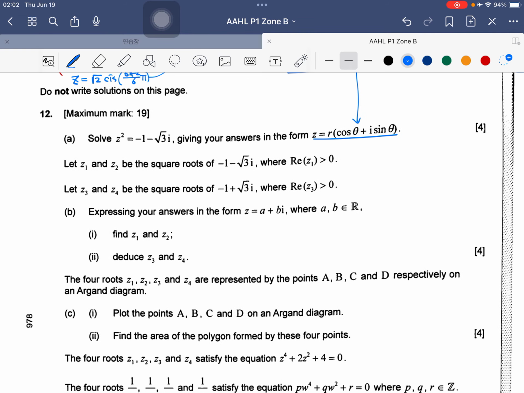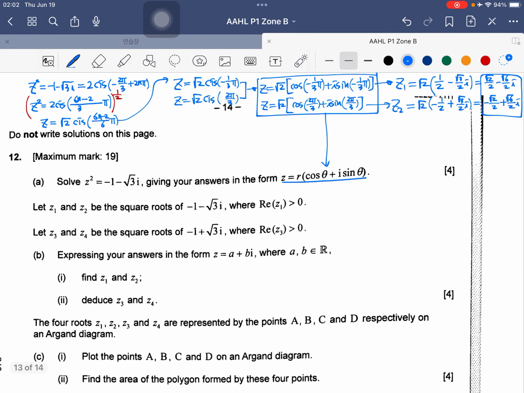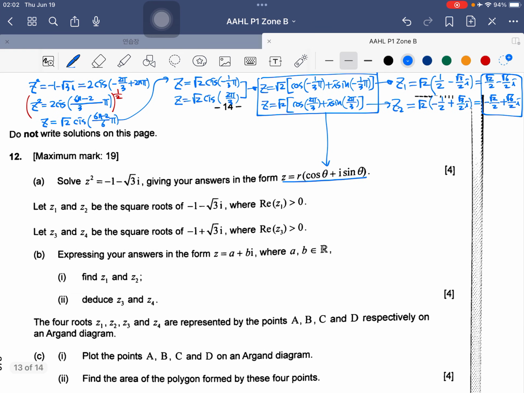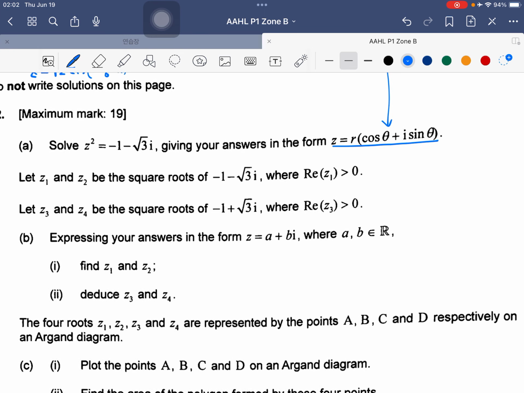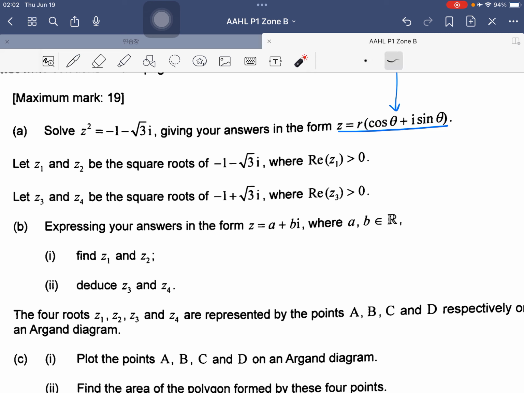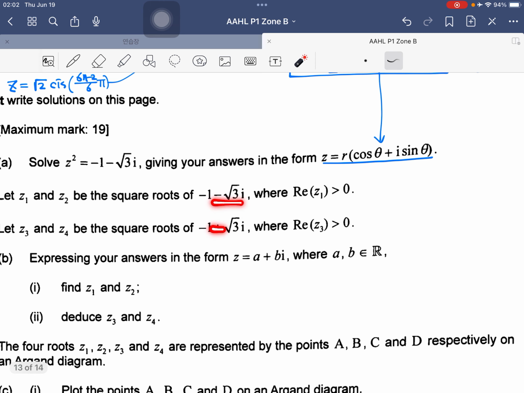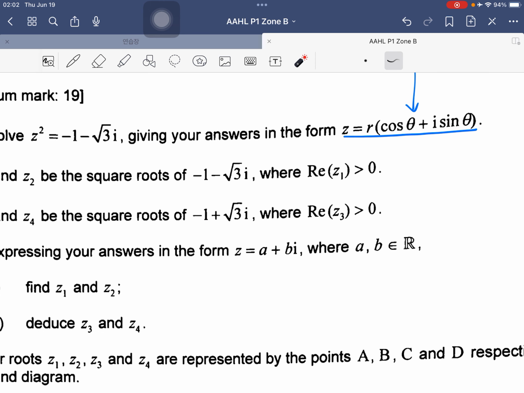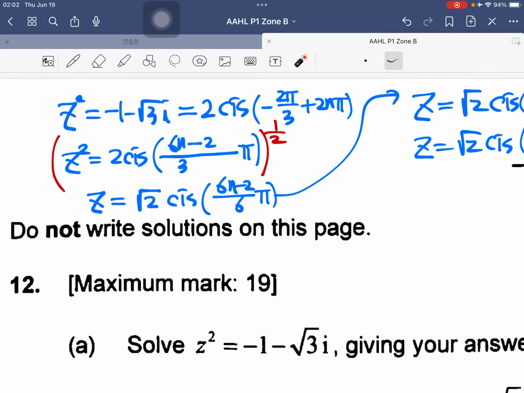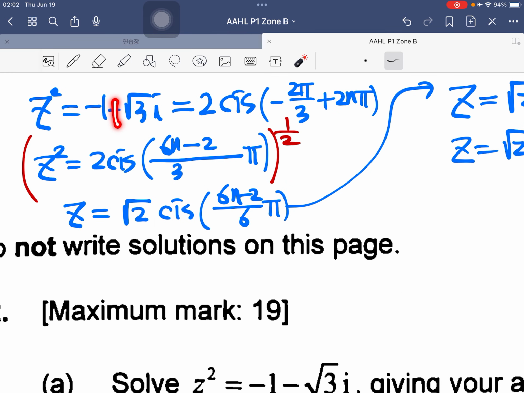Okay, deduce z3 and z4. So z1, z2, z3 and z4. Okay, because z3 and z4 are square roots of this number, and this number is the conjugate of the previous complex number. So what all changes? This one changes to plus, and that means this one becomes a plus over here, and plus over here, and plus over here.